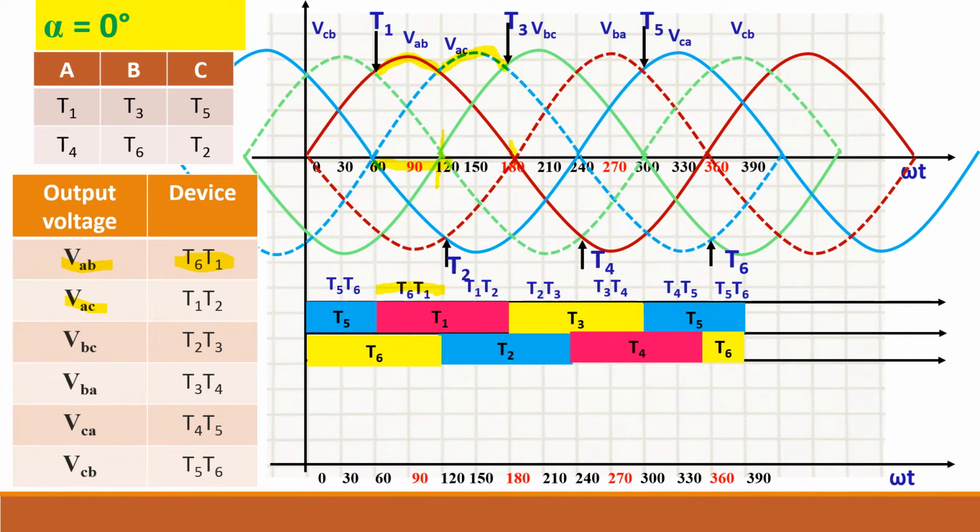Then when T2, T3 conduct, the output voltage should be VBC. So follow the VBC waveform. Actually it will be in sequence. So if you follow, you will get it directly. Okay, there is no difficulty in remembering all these things. Your waveform will come in the order only. So this is your output voltage.